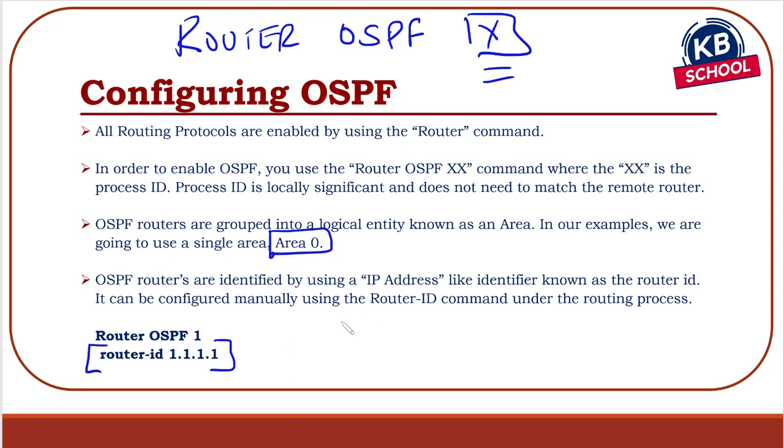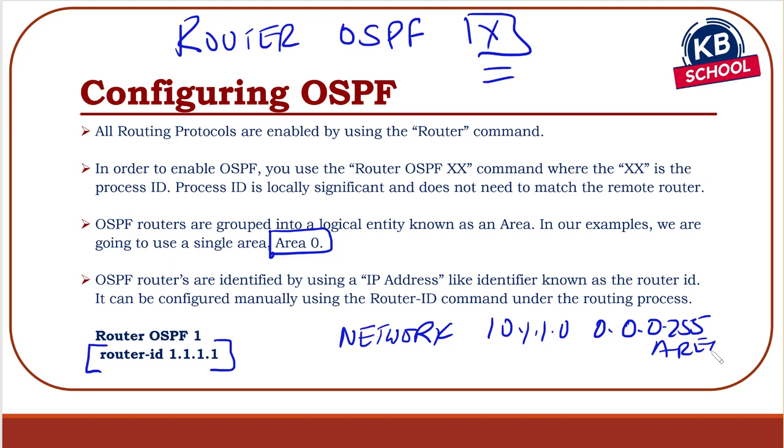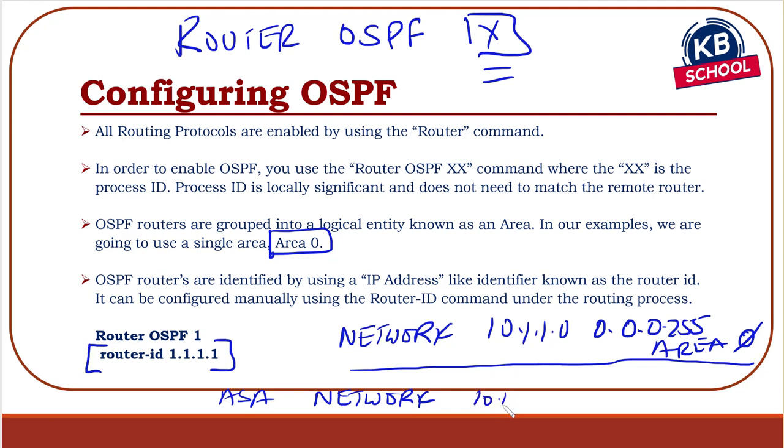And the way you put the router into a particular area is you configure the network statement and put it into the appropriate area. So for example, on a router, I would have done 0.0.0.255 followed by the area command that you want to put it into. Here, we don't really want to get into the multi-area concept, so we're just going to do the normal single area with area 0.